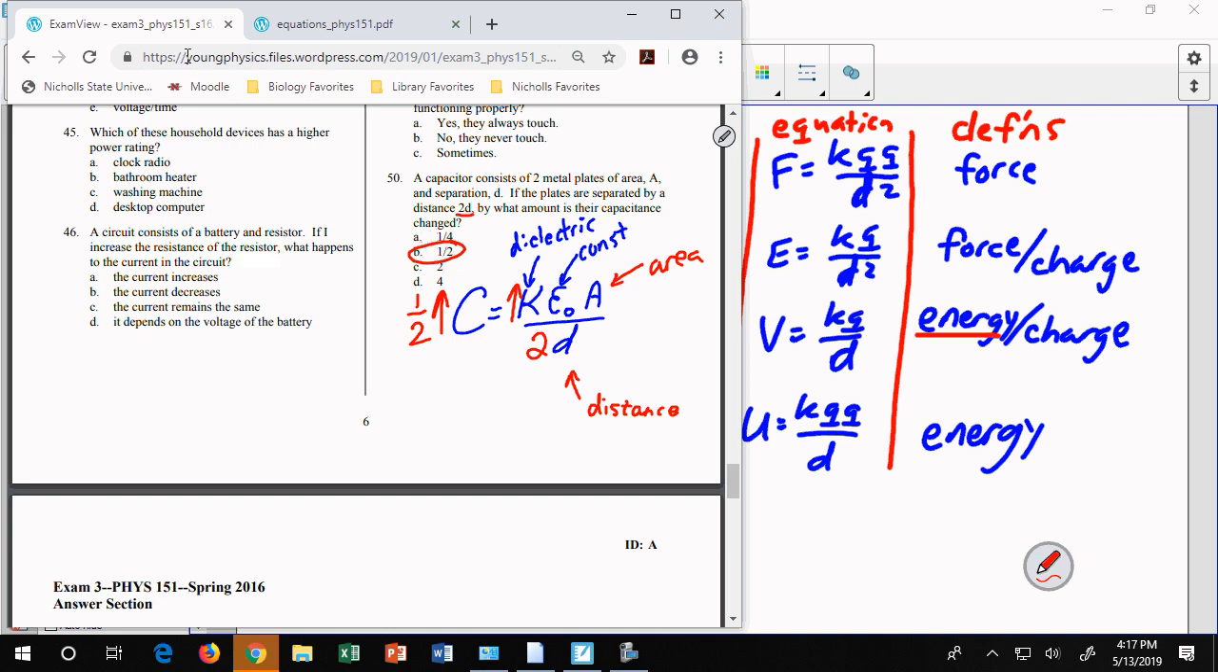Something you may have noticed, we talked about it: kappa is always bigger than 1. It's always 1 point something, or 2, or 3, or whatever. So the dielectric always increases the capacitance. Remember, it does two things. It keeps the two plates separated, but it also increases the capacitance of the capacitor.